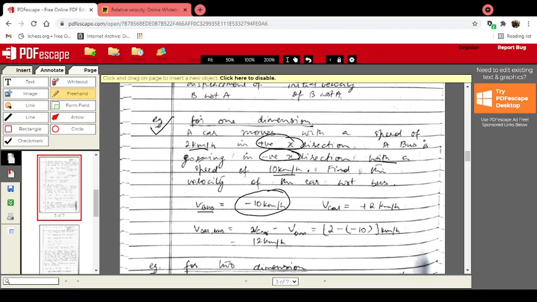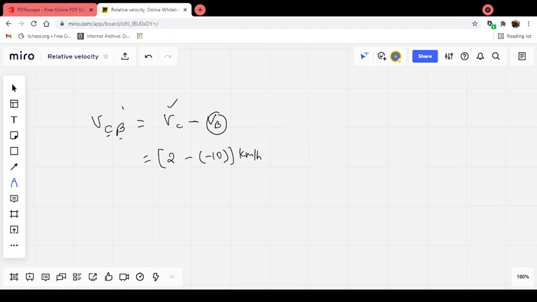So we have taken the negative sign with the velocity of the bus, that is minus 10 kilometers per hour, and similarly the velocity of car would be 2. So we use velocity of car as 2 and velocity of bus as minus 10 to get the answer 12 kilometers per hour. Here our answer carries a positive sign. That means that the bus would be seeing the car going in the positive direction with a velocity of 12 kilometers per hour.